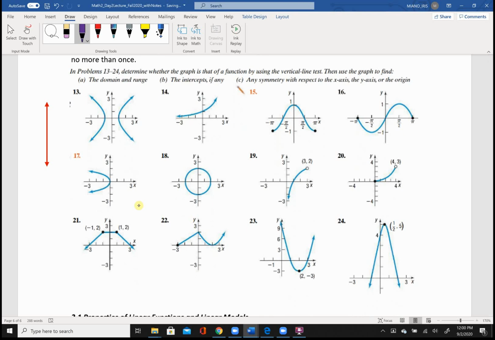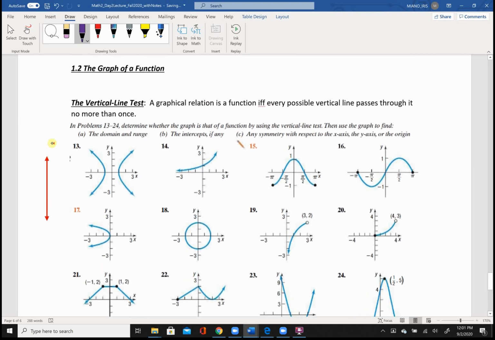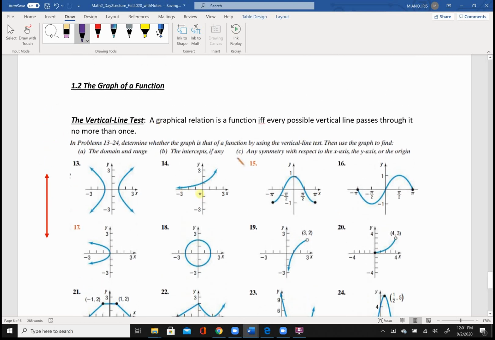We want to determine the domain and range, intercepts if any, symmetry with respect to the x-axis, y-axis, or origin. So I'm just going to describe these very quickly so that we don't spend too much time talking about this stuff. Notice that off to the side I have my red vertical line here, and that's because the vertical line test states, and I'll just read this for you, a graphical relation is a function. Now I don't have a typo here, it looks like one, but this IFF word is mathematical shorthand for the phrase if and only if.